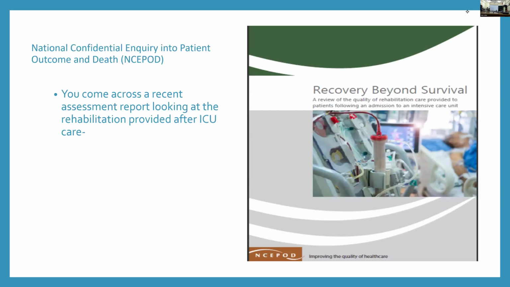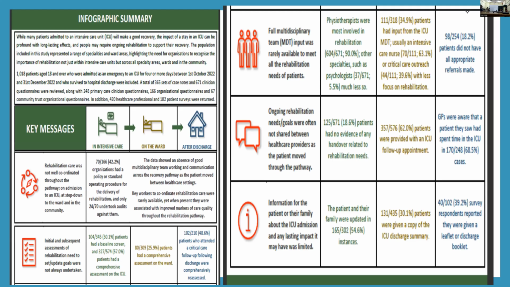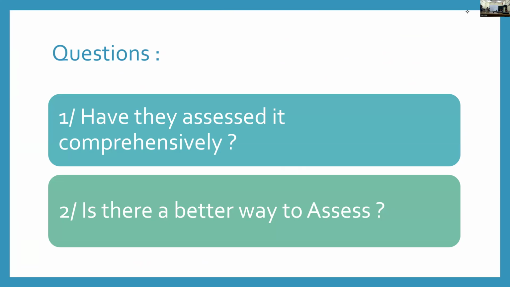So you come across a recent assessment report which looked at another England and Wales, which also follow the NICE guideline. So this is titled Recovery Beyond Survival. This looked at the quality of rehabilitation care provided to patient after admission to ICU care. So you come across this recent audit, and this is how they have started. They have provided an infographic summary. I will come to that later. And then you have two questions. One, have they assessed it comprehensively? Is there any other better way to assess it?